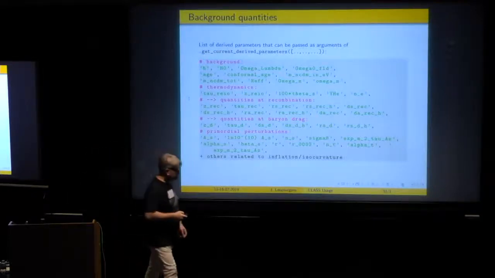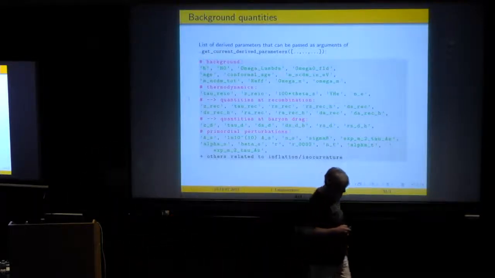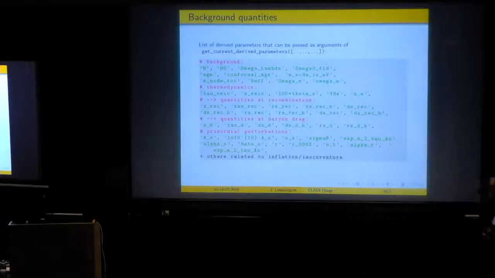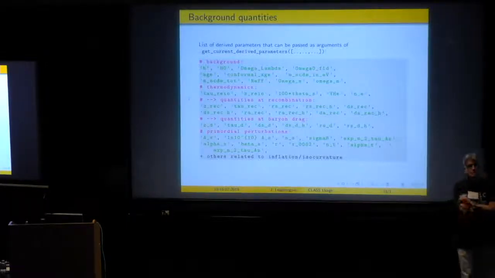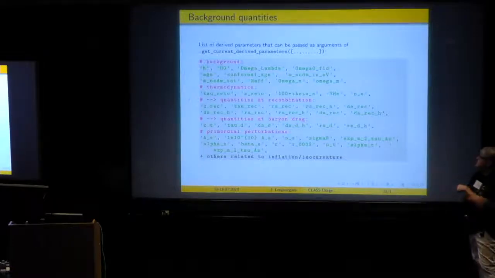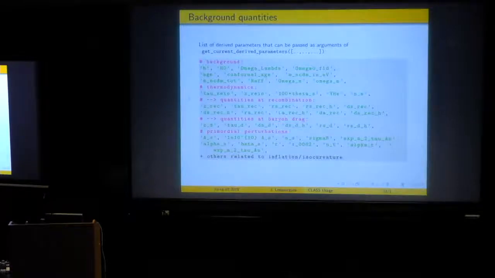Now, how we introduced here this nice function, get_current_derived_parameters. And this function has many, many possible entries that I have tried to group here in one slide. So all these are parameters that you did not pass in input. Probably you don't know what are exactly their values, but they are determined by CLASS during the run. Some are determined in the background module, some in the thermodynamics module, and some in the primordial module.